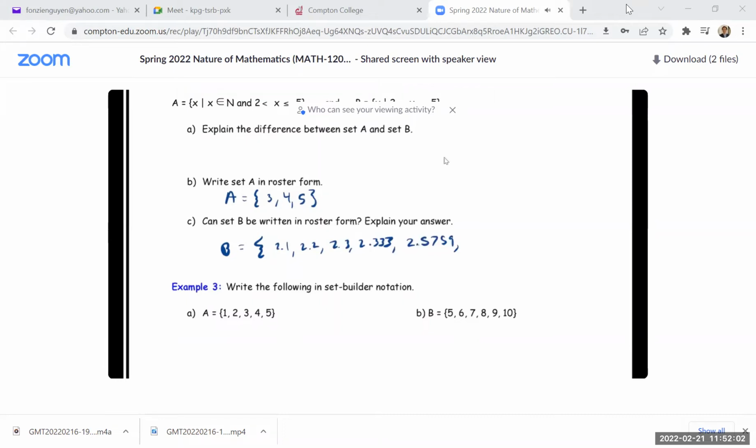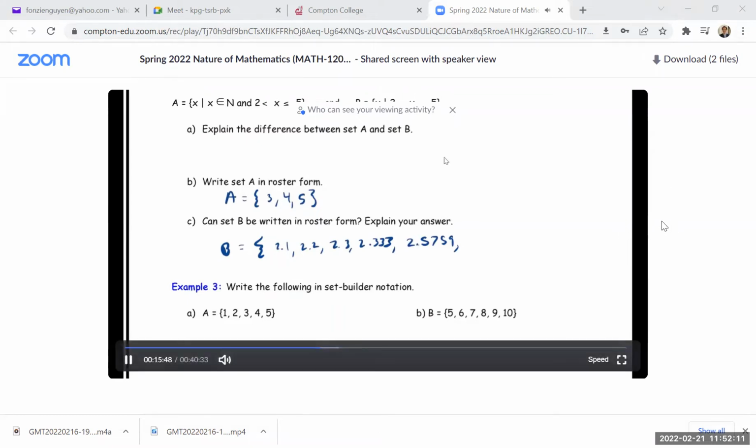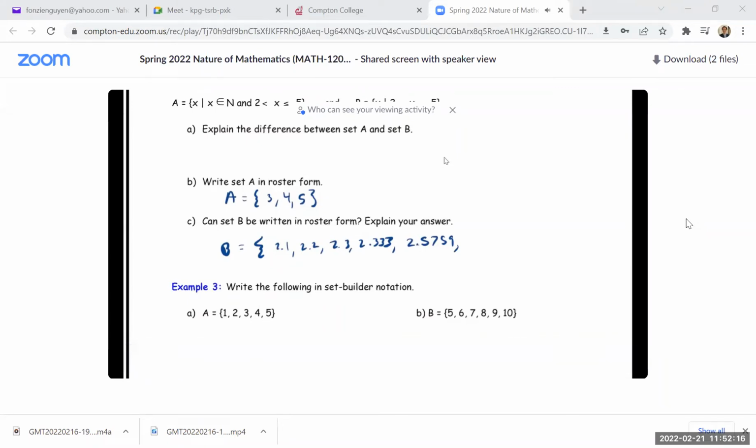The answer would be it can't be written in roster form because there are too many answers. So let's just write that. I'm just going to stop here and say: cannot be written in roster form because there are infinitely many possibilities.